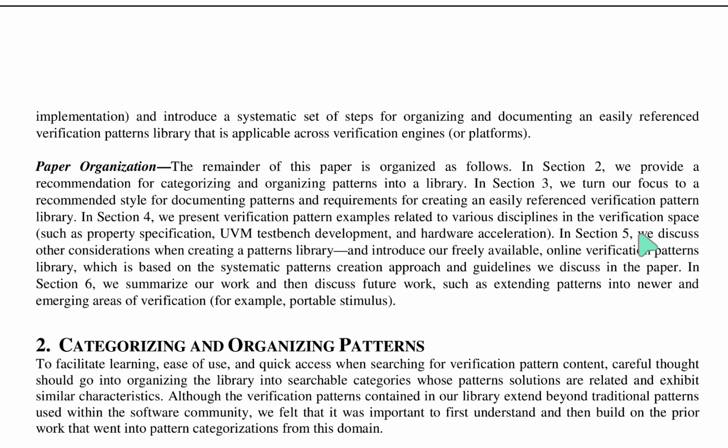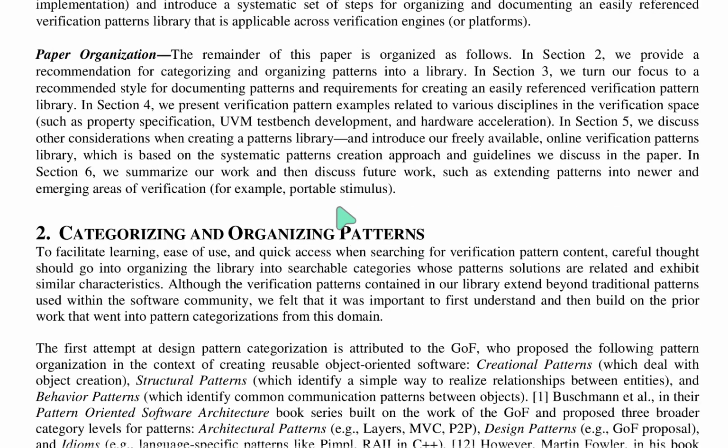In section 5, we discuss other considerations when creating a pattern library and introduce our freely available online verification patterns library, which is based on the systematic pattern creation approach and guidelines discussed in this paper. In section 6, we summarize our work and discuss future work, such as extending patterns into newer and emerging areas of verification, for example, portable stimulus.